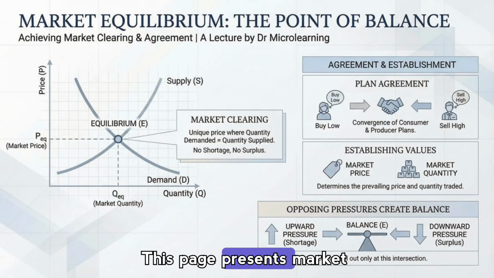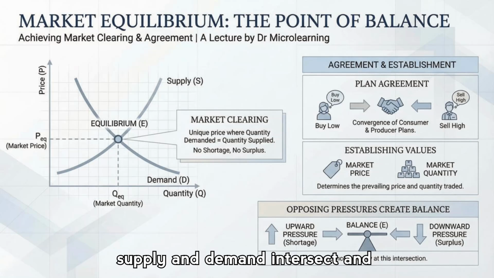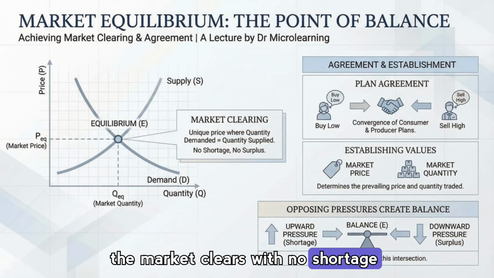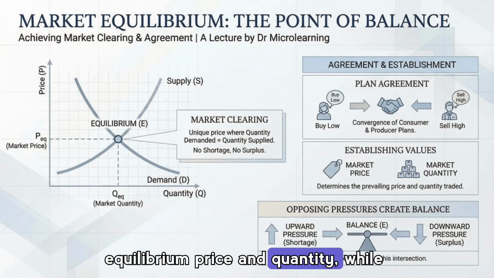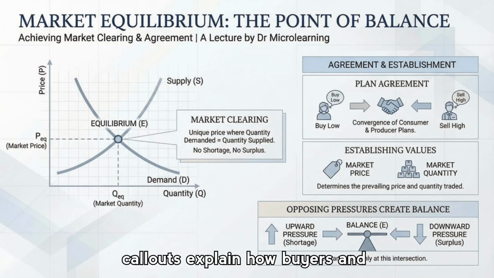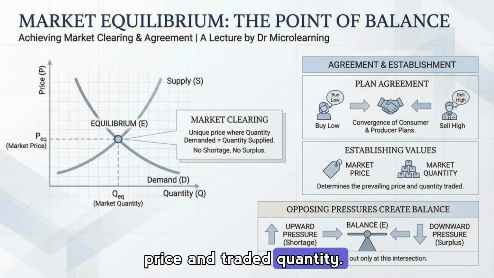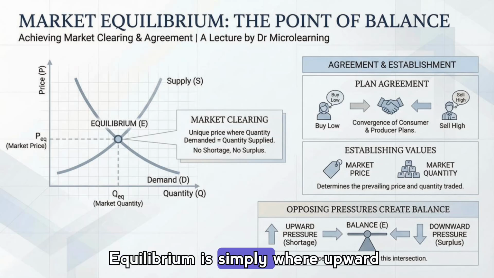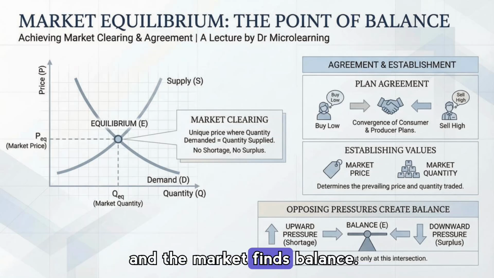This page presents market equilibrium as the point where supply and demand intersect and the market clears with no shortage or surplus. The chart marks equilibrium, price, and quantity, while callouts explain how buyers and sellers converge on a plan, establishing prevailing values for price and traded quantity. Equilibrium is simply where upward and downward pressures cancel out and the market finds balance.